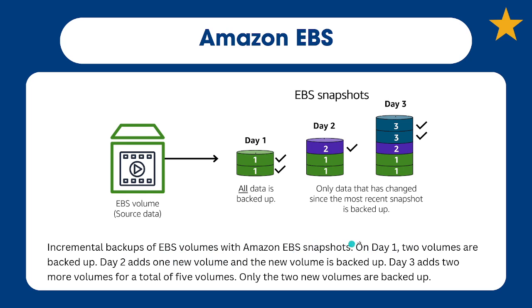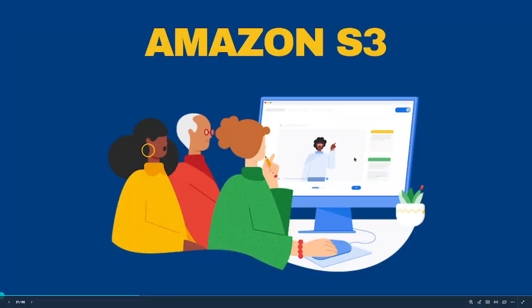On day 1, 2 volumes are backed up. On day 2, 1 new volume is backed up. On day 3, it adds the 2 extra new volumes. So instead of making copies of the entire thing each time, we're just taking the newest ones. All right, so next up is going to be Amazon S3.